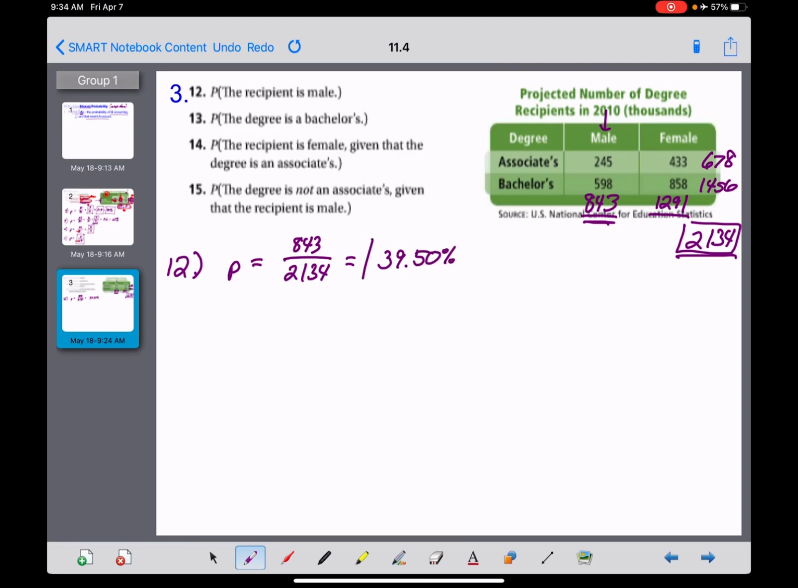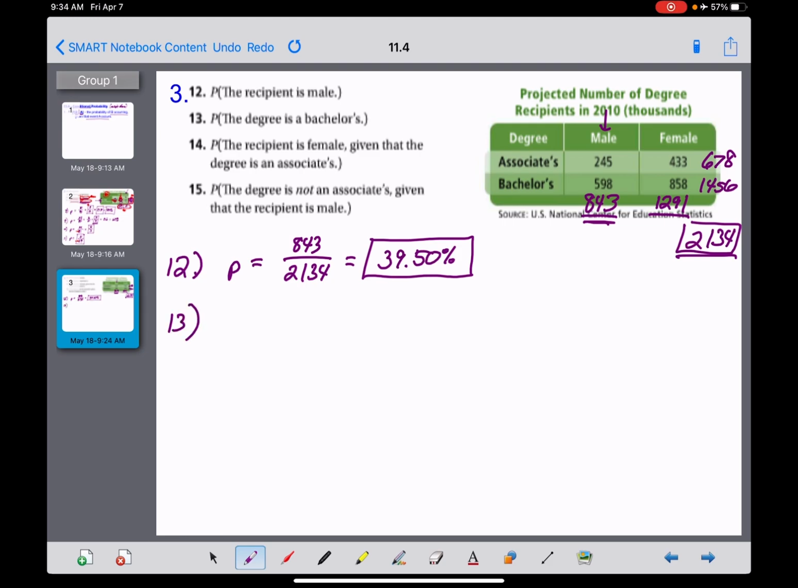39.50%. You always want to pay attention to your directions, because they might specifically tell you which format to write your answer in. But as far as I'm concerned, if the directions don't say how to do it, any of the three formats would be fine, guys, either a fraction or a decimal or a percent. Okay, so 39.5% of the total degrees given out here went to males. All right, let's take a look at what's going on in number 13.